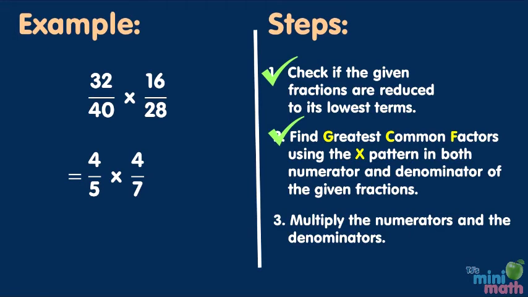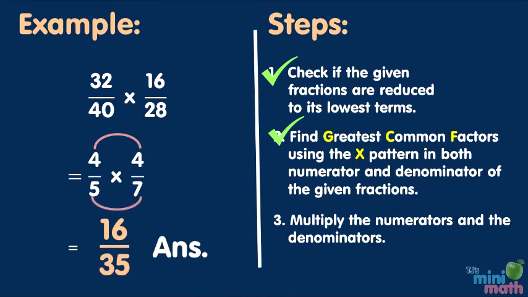Multiply the numerators and the denominators. So 4 times 4 we have 16, and 5 times 7 we have 35. That is our final answer.